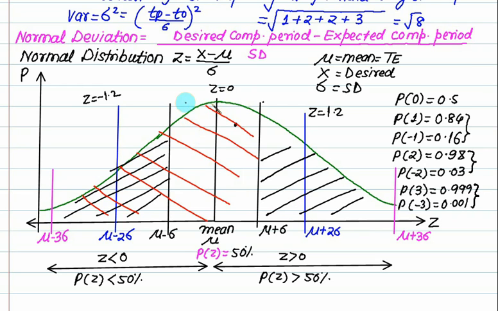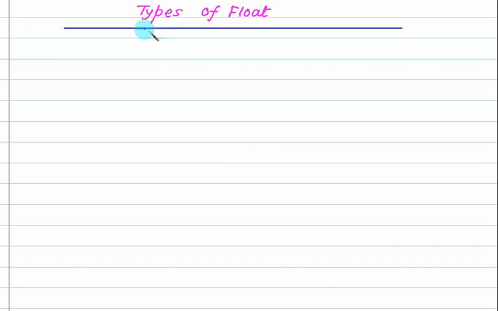This is called the 1 sigma band. This one is called the 2 sigma band. And this one is called the 3 sigma band. 1 sigma, 2 sigma, 3 sigma. 1 sigma is how much? 84. 2 sigma is how much? 98. And 3 sigma is what? 0.99.